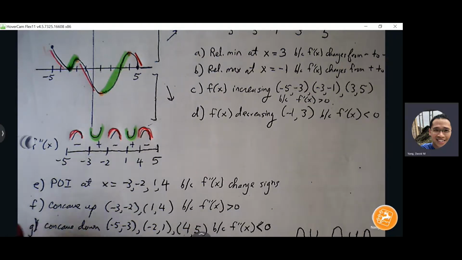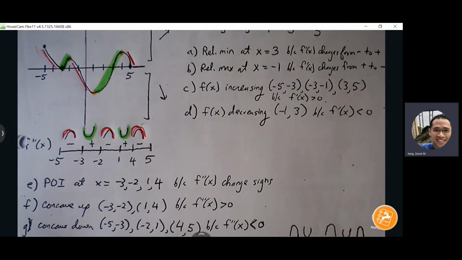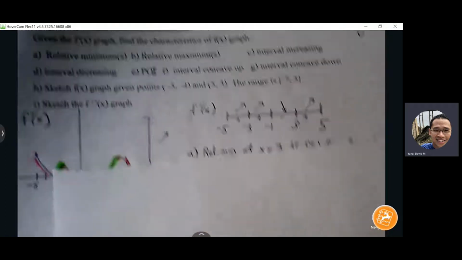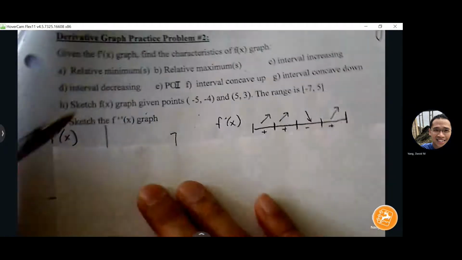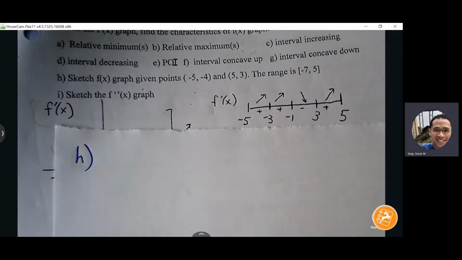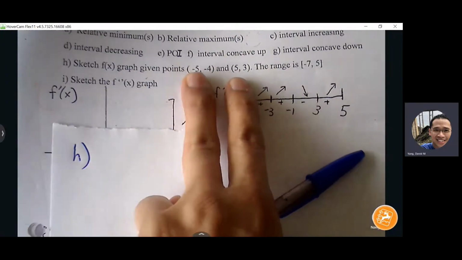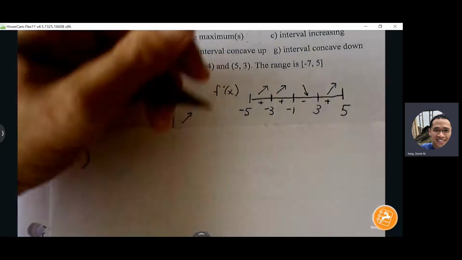Okay, if you're still copying this down, it's on page 9 of your packet. Let's talk about part H, where we're going to sketch our graph. Part H says sketch a graph given the points. So the problem does give us some endpoints to anchor from.